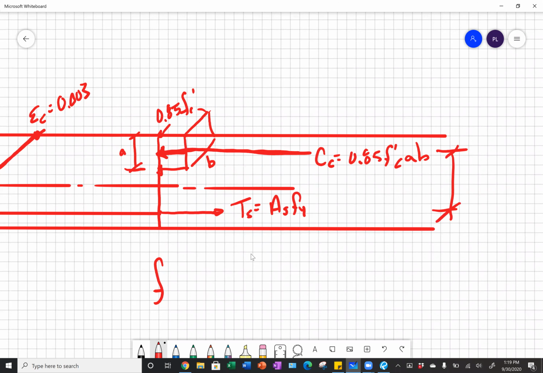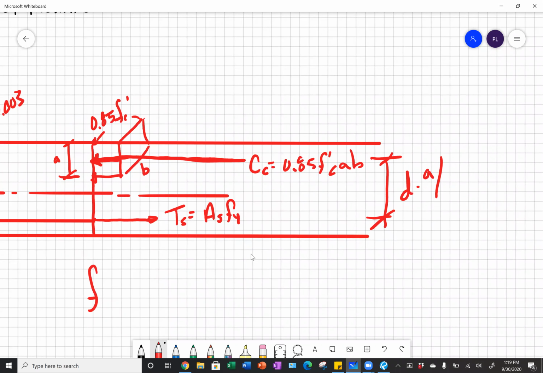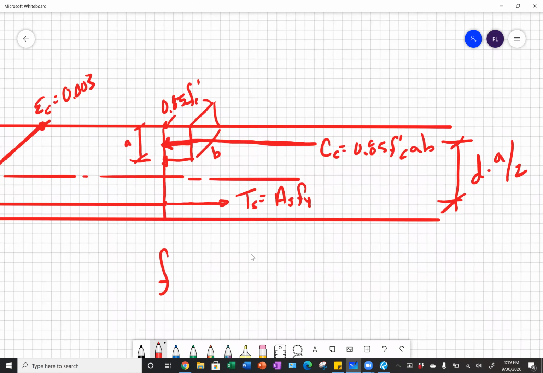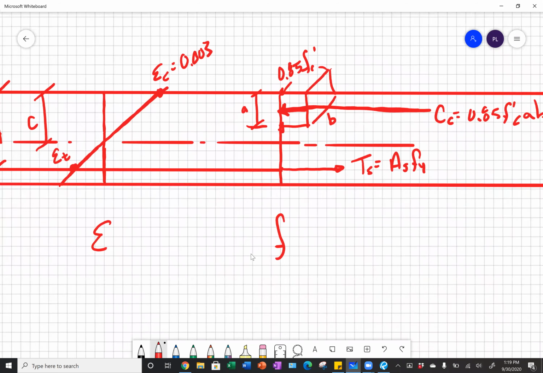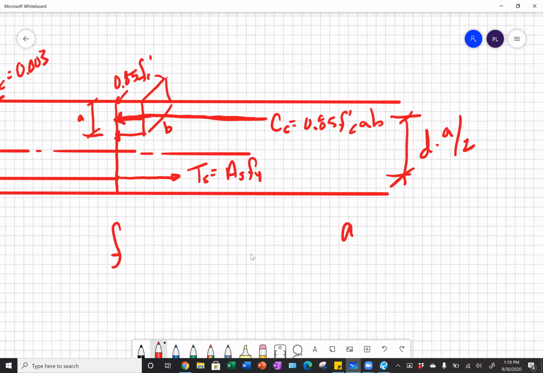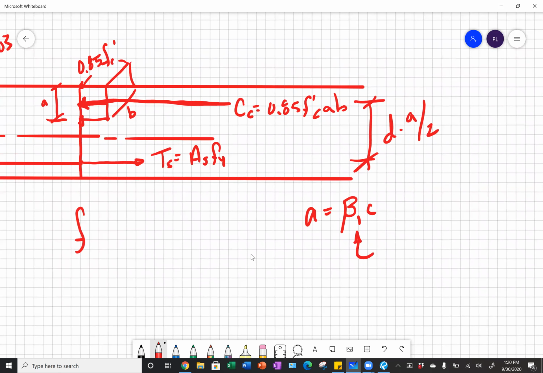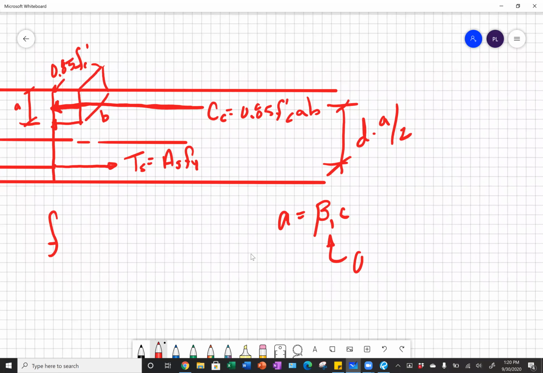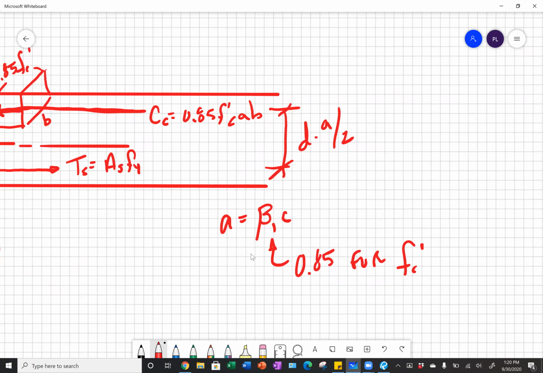We have an internal moment arm equal to D minus A divided by 2, because again, we have a rectangular stress block in the top, and so the centroid of our compressive stress block would be A divided by 2. How are A and C related? Well, in concrete design, A is equal to beta 1 times C, and beta 1 is a factor of our compressive strength of concrete, and it's equal to 0.85 for F prime C, our specified compressive strength of concrete, less than or equal to 4,000 PSI. That's how A and C would be related.